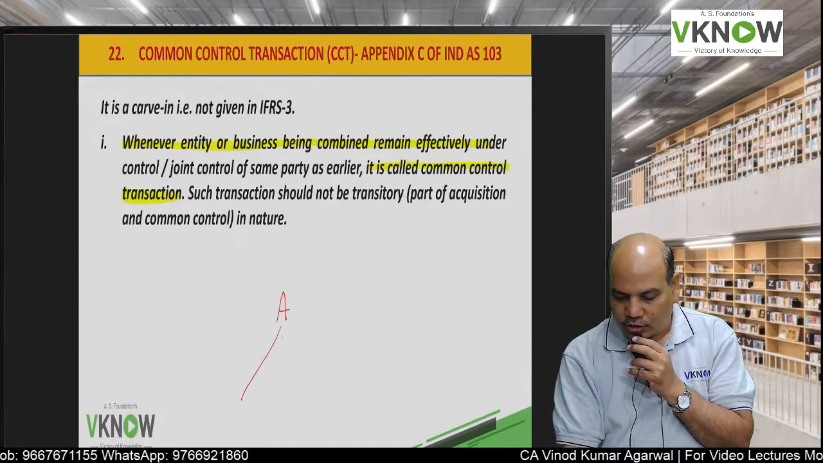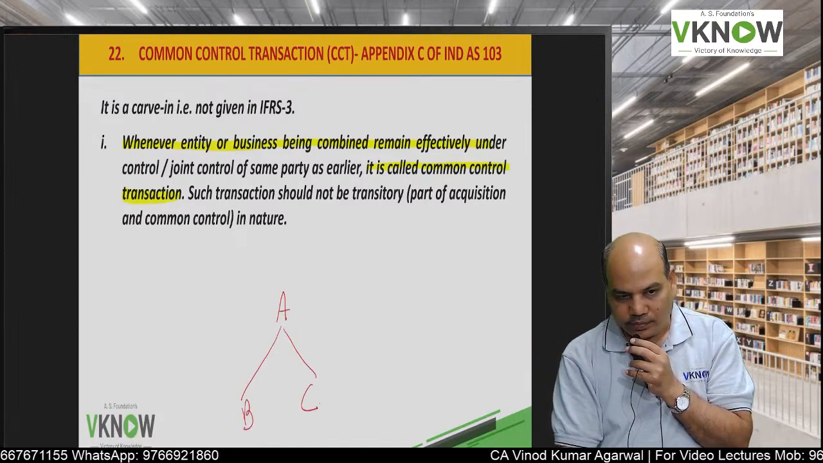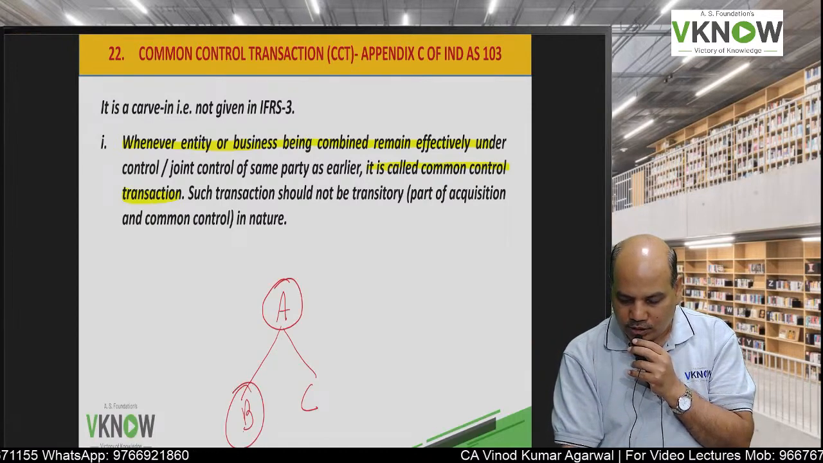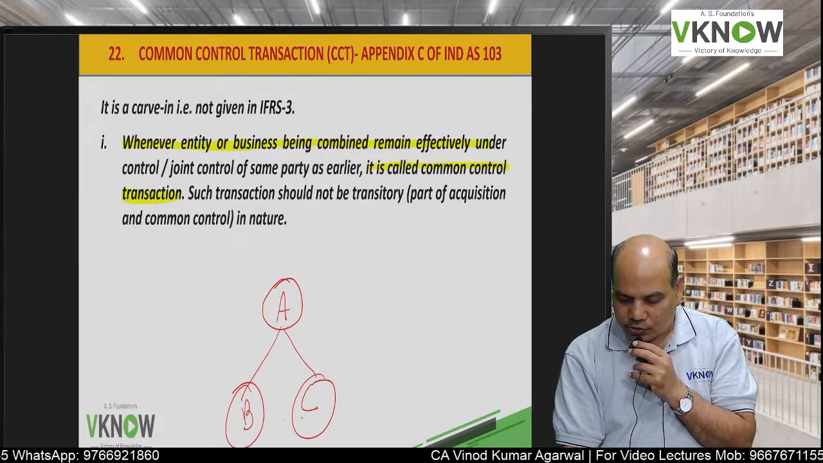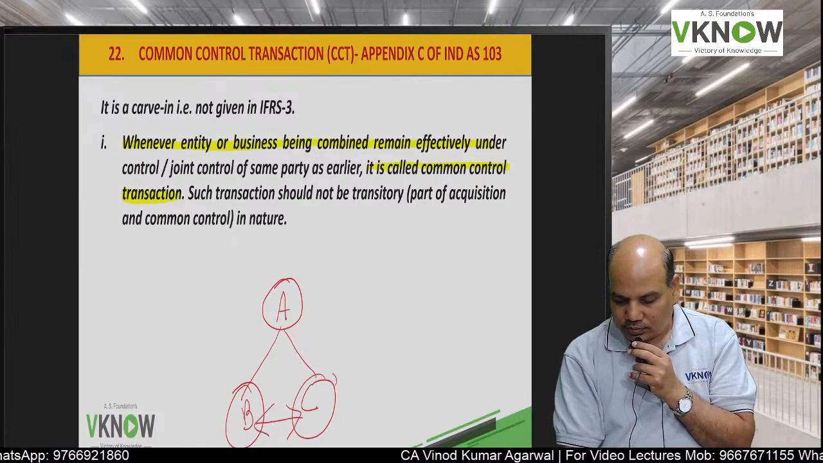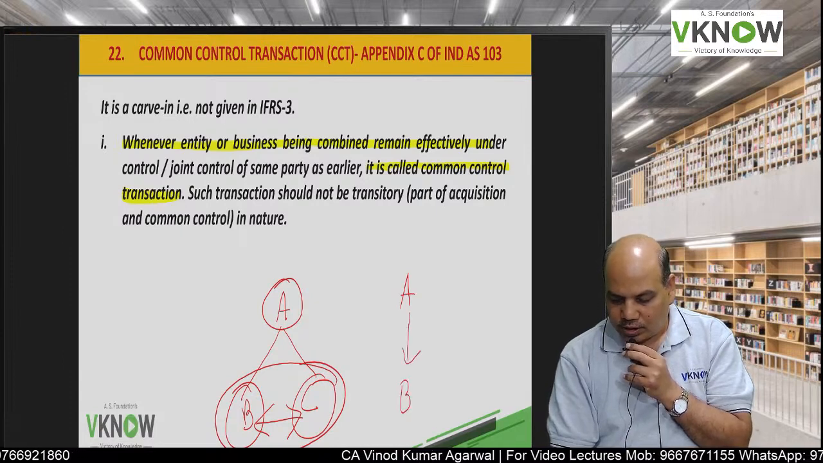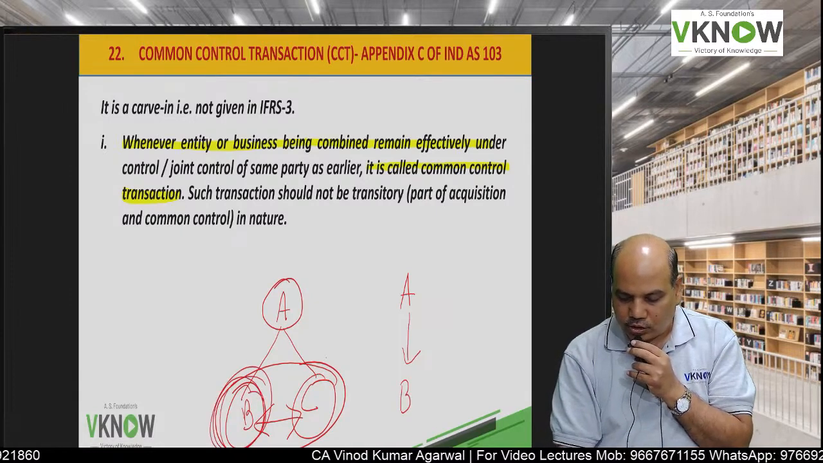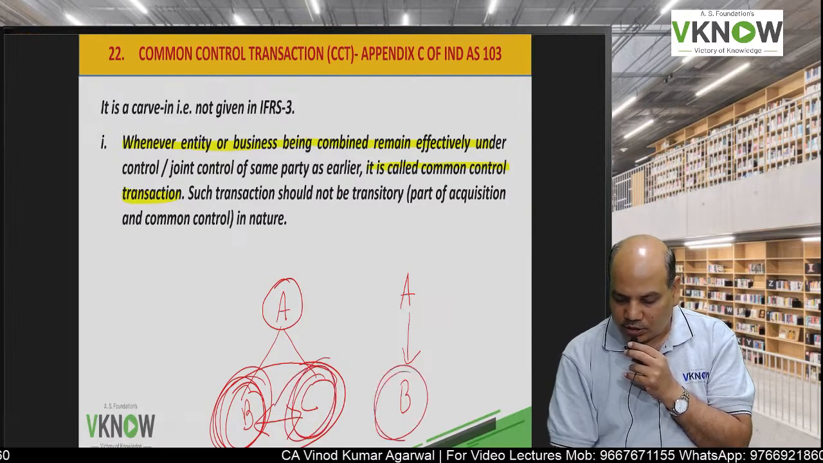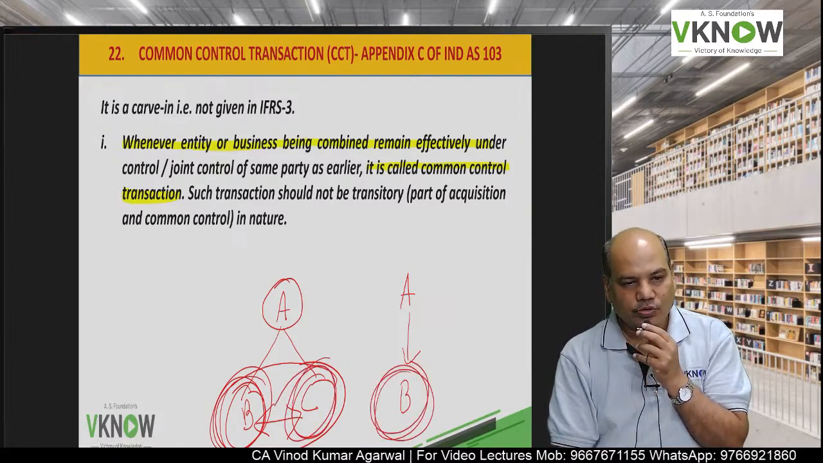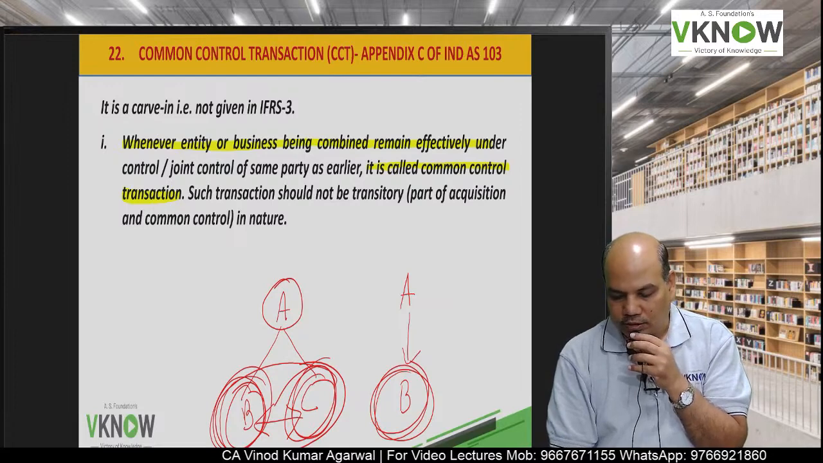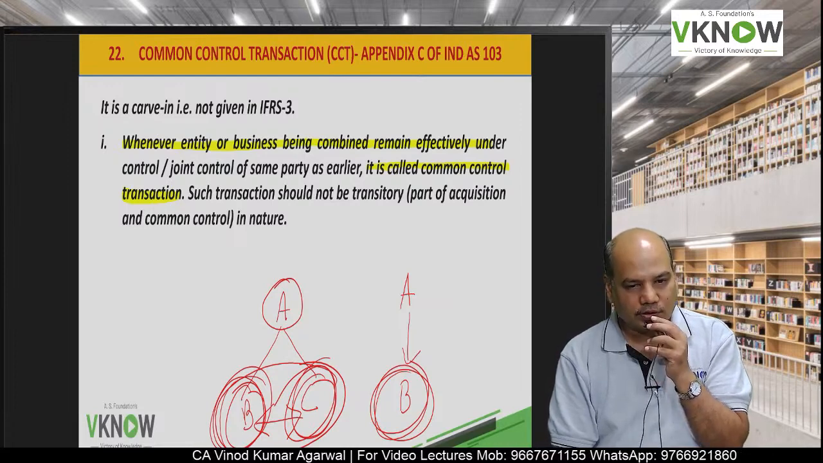So if A has got two subsidiaries B and C, so A is controlling B and C. Suppose they merge B and C. Now they will have two entities, A and B. But earlier also A was controlling A, B and C, and now it is controlling B. So the same resources are controlled by A. This is called a common control transaction.